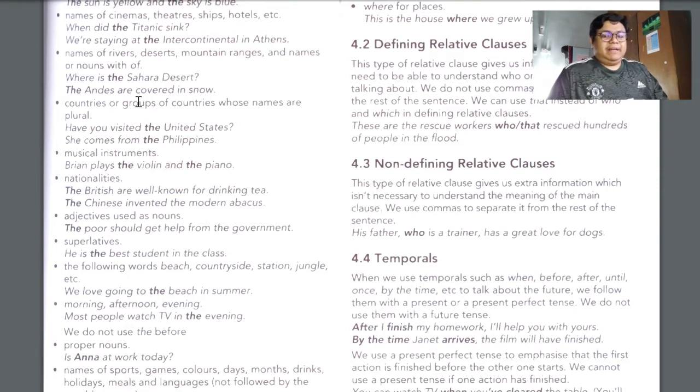Mountain range: the Andes. Kawasan pegunungan. Countries or groups of countries whose names are plural. Okay, kita tak pakai artikel the untuk semua nama negara. Kita hanya menggunakan artikel the untuk nama negara yang dari awal lagi dia adalah plural. Contohnya macam the United States.